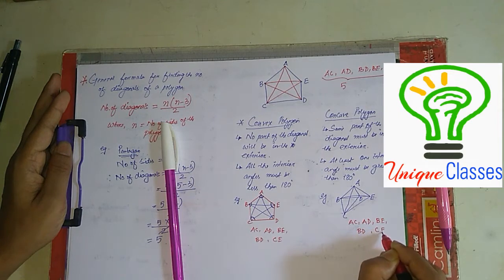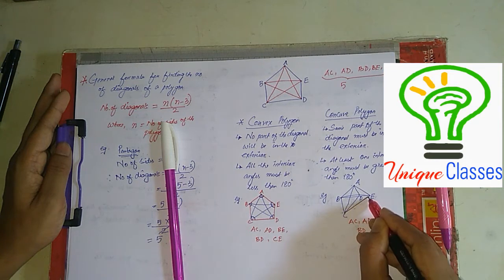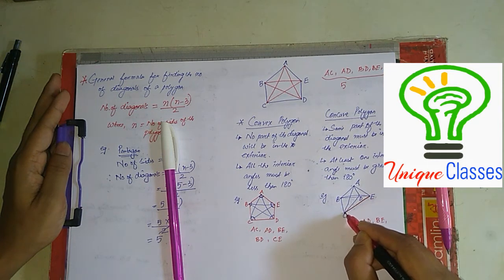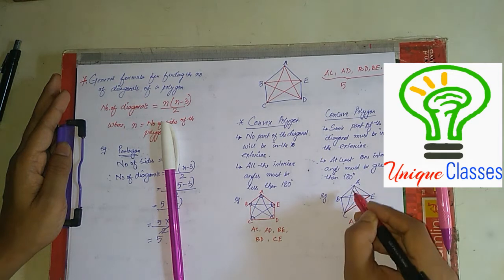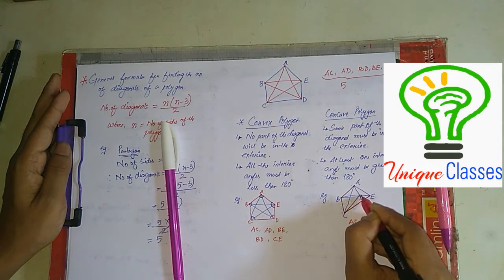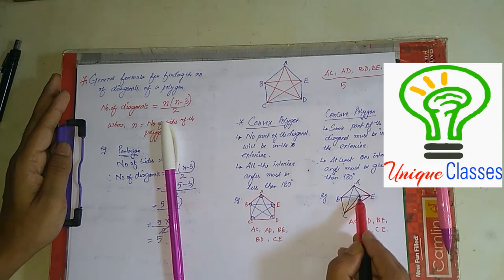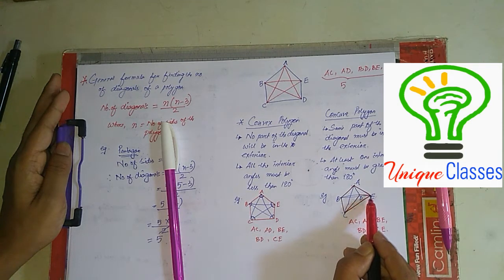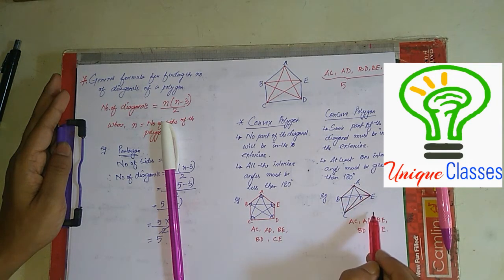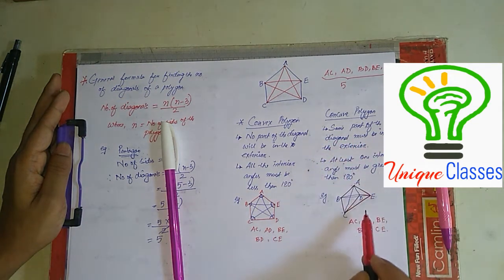Here also the diagonals are AC, AD, BE, BD, CE. Now as you can see, CE lies outside the polygon. The initial polygon was this, A, B, C, D, E. This is the polygon, that is the pentagon, and this CE is a diagonal that lies outside the polygon. So some part of the diagonal must be in the exterior, okay.